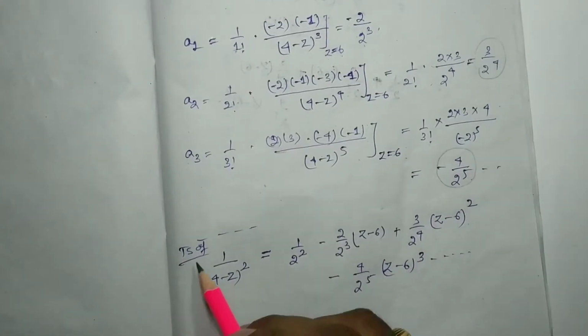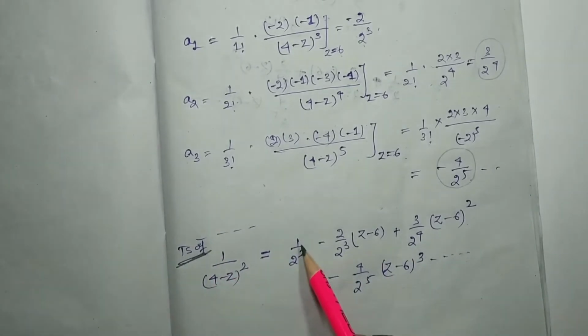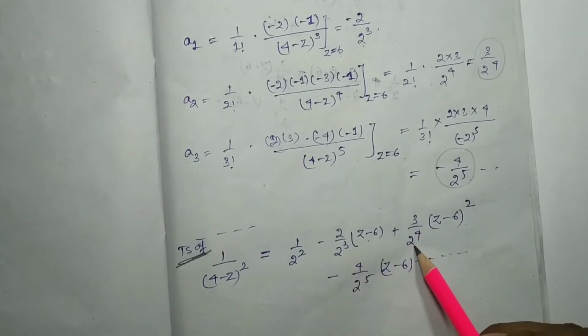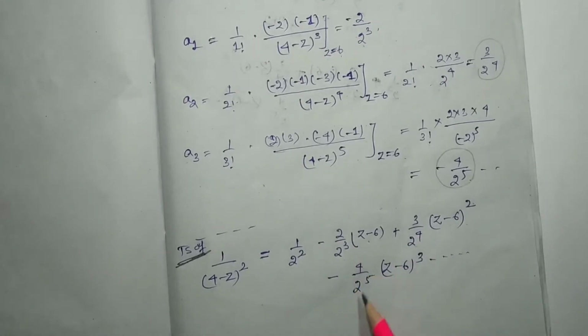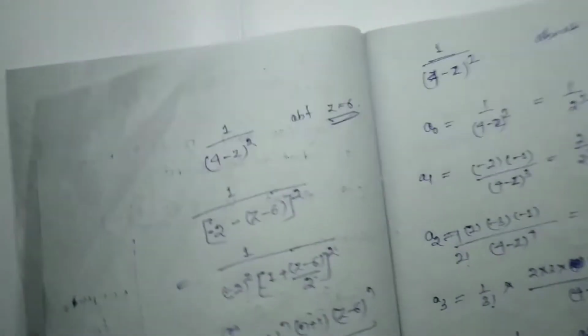So traditionally, whatever we found, if we write the Taylor series, then it will be 1 by 2 square minus 2 by 2 cube (z minus 6) plus 3 by 2 to the 4 (z minus 6) square minus 4 by 2 to the 5 (z minus 6) cube, and so on.